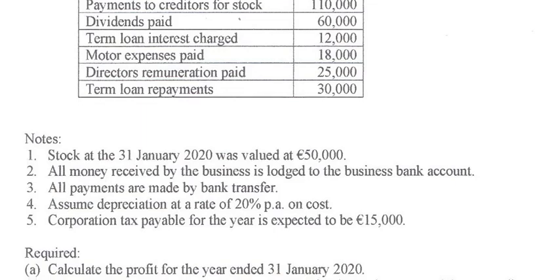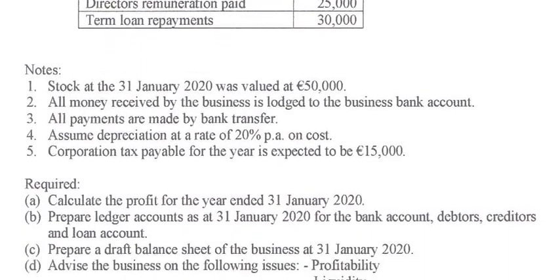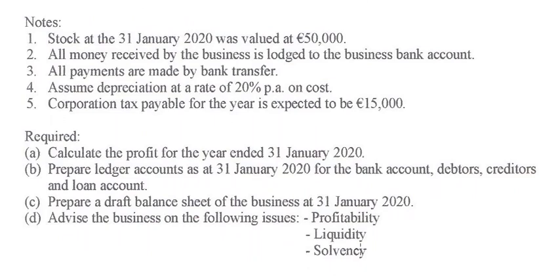Okay, in the exam question, what will you be asked to do? So you're given those transactions. Now, sometimes you will also be given some opening balances, but in this case, we're just given the transactions that have occurred during the year and some accounting adjustments that have to be made. So what are we going to do?